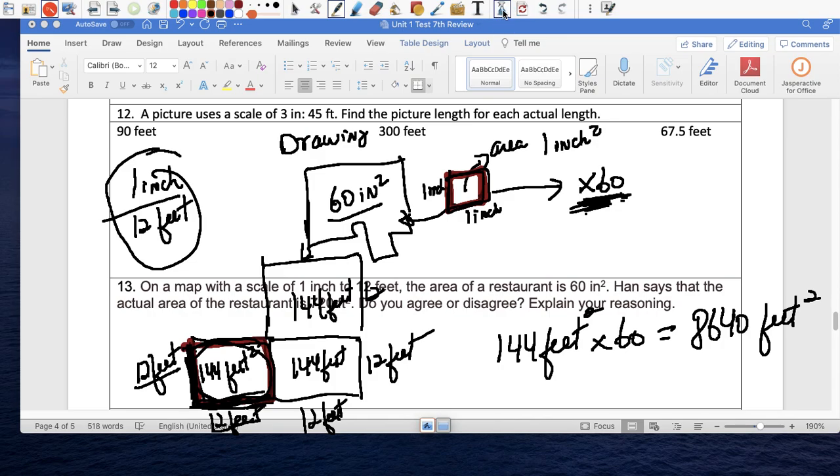But that's what you have to understand here. Hopefully that makes some sense.